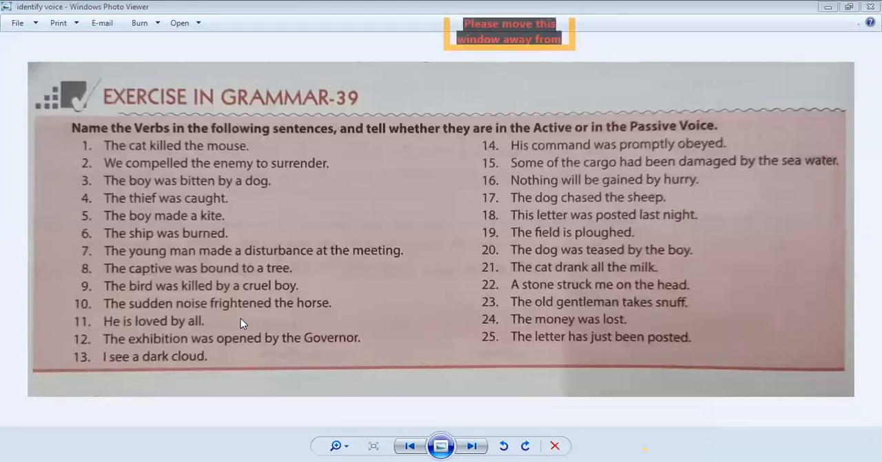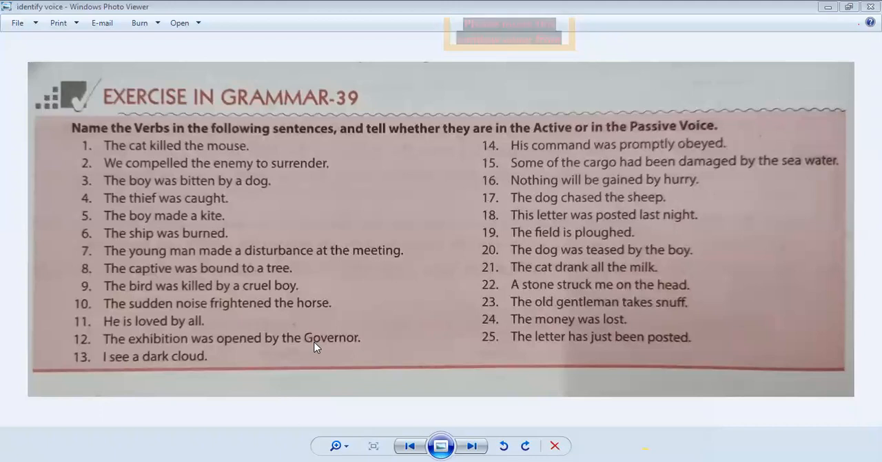Okay, let me finish this, then I'll repeat, Siddhi. Let me finish the remaining sentences. The exhibition was opened by the governor. Now, this is simple. Active or passive? Passive, correct. By the governor. So, this is passive voice.